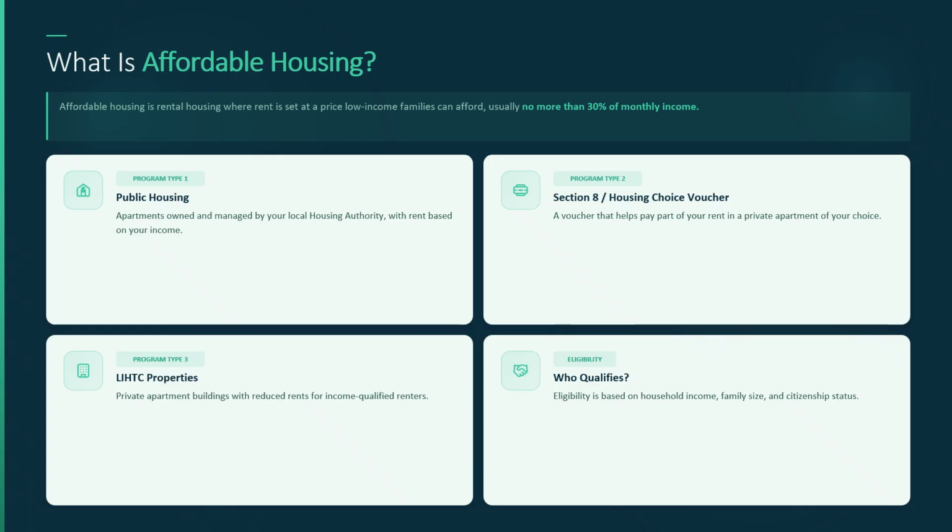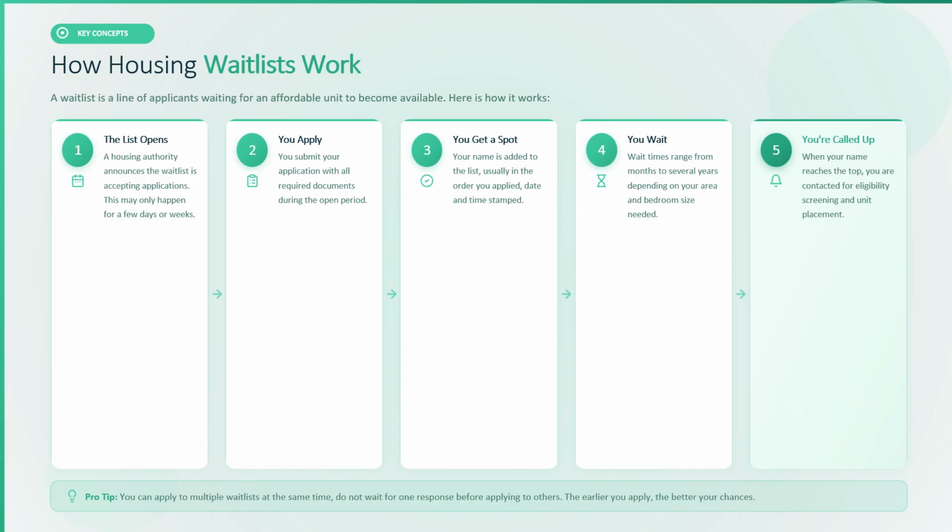Then there's Section 8. It's called the Housing Choice Voucher Program. It's different. It gives you a voucher you can use at many private apartments, and the government pays a portion of your rent directly to the landlord. Then you have the low-income housing tax credit properties that are privately owned. Apartment buildings that have agreed to offer lower rents to income-qualified renters. And eligibility for all of these programs is based on your household size, your income, and your citizenship or immigration status.